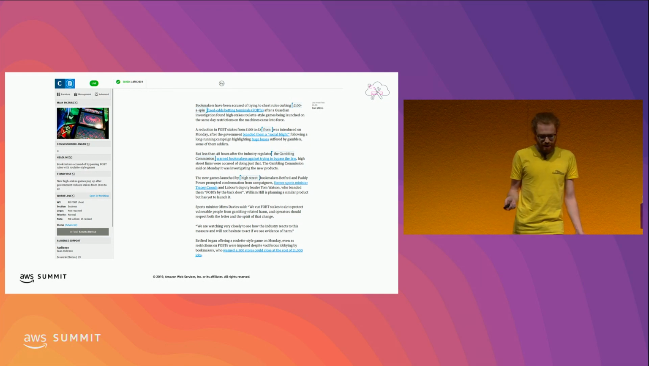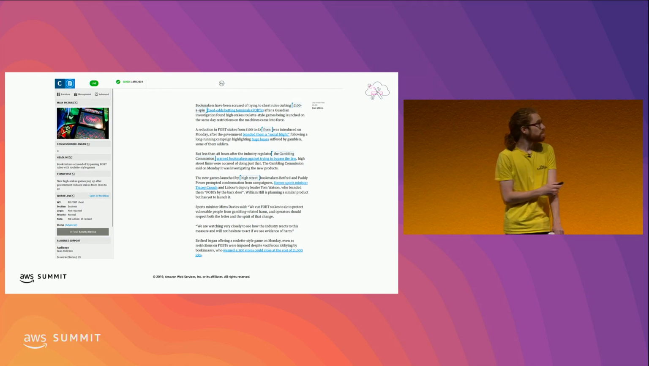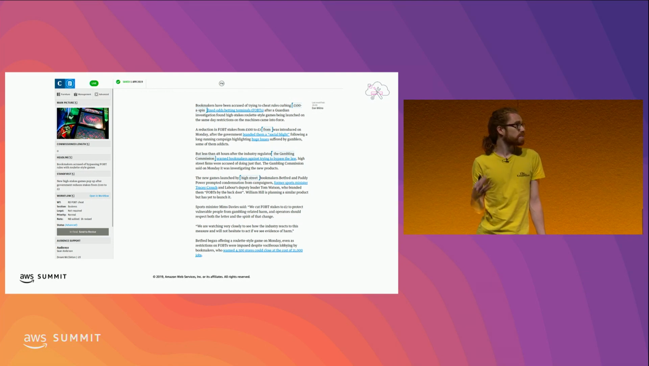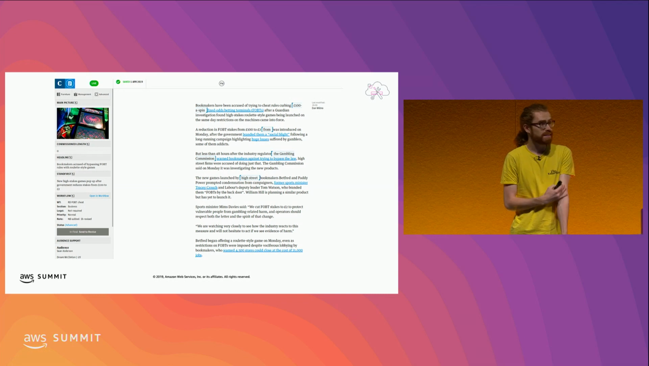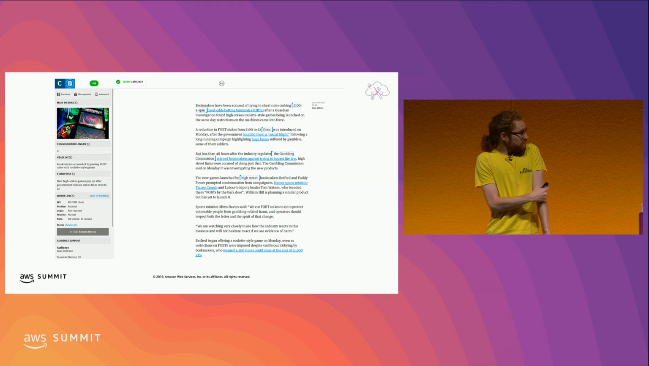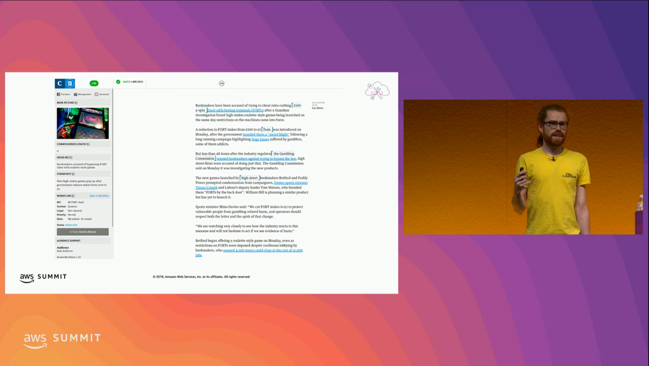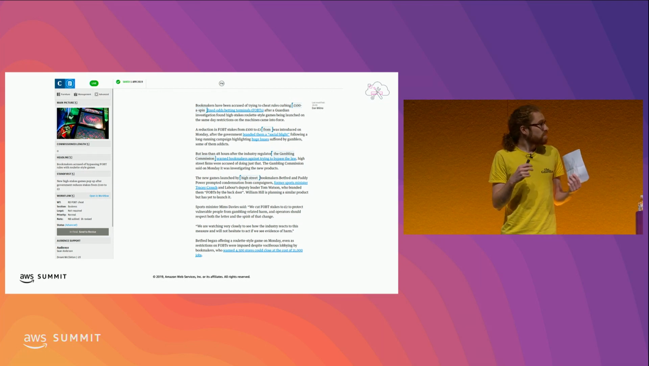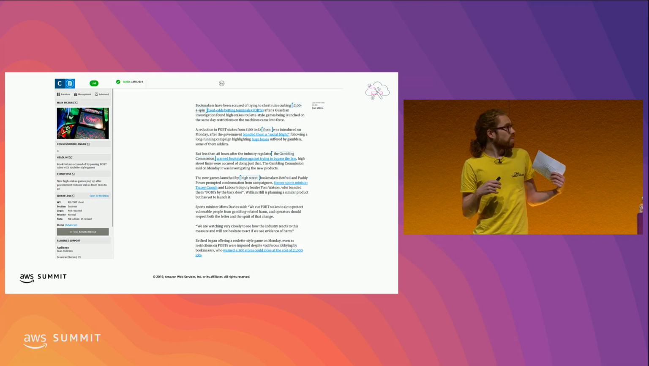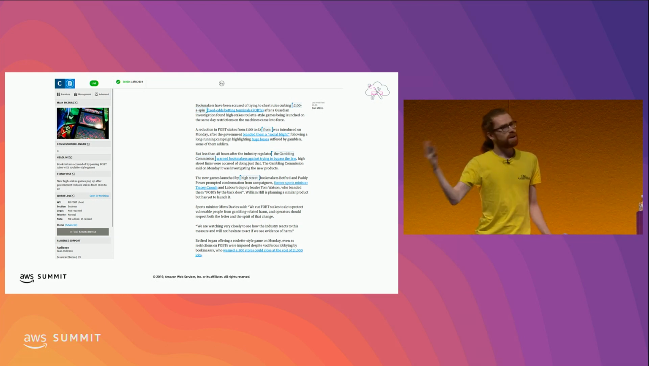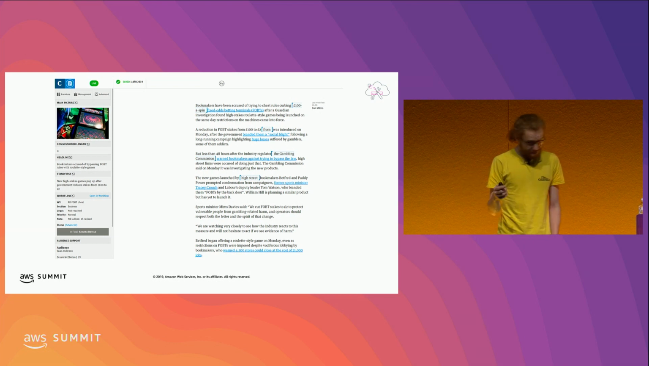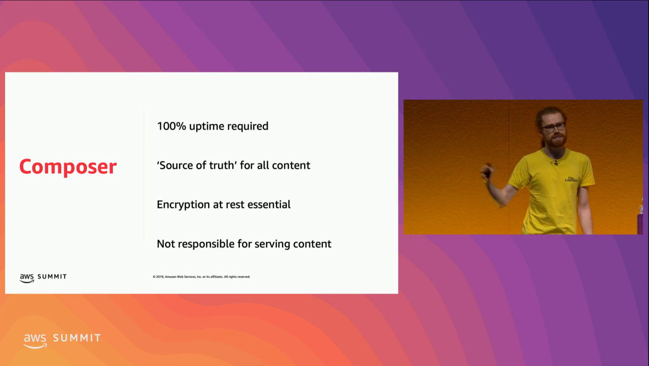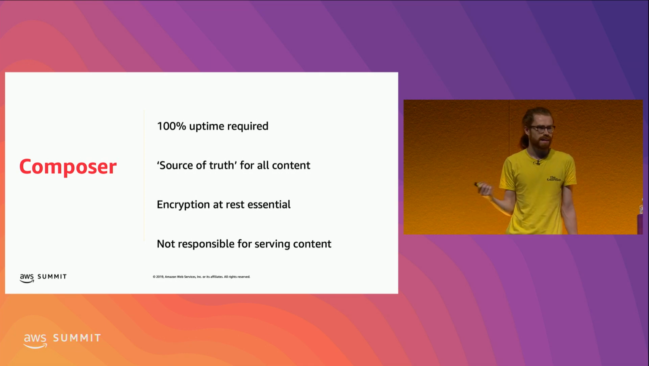So the tool I'm going to talk about today is called Composer, and it handles the publication of the 400 or so pieces of content that get published to the Guardian website each day. It's not a user-facing kind of application. All the data from Composer gets sent off to the Guardian's content API via Kinesis, which actually handles the serving of the content for all our various applications.